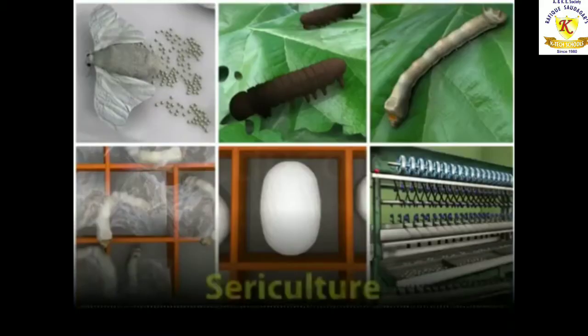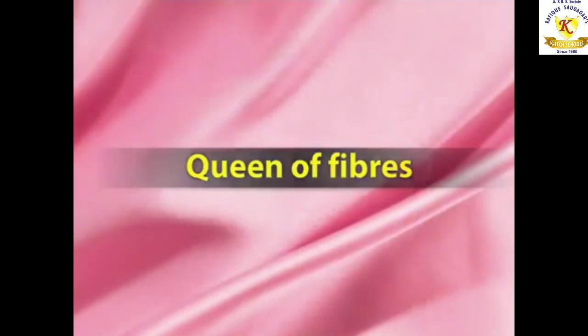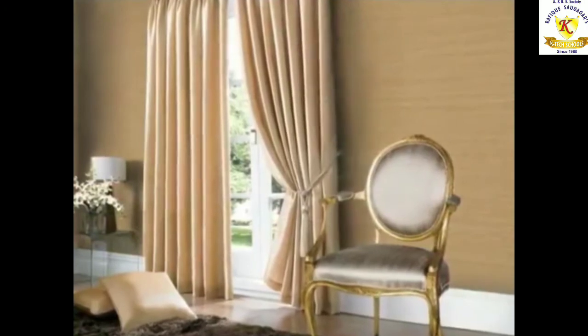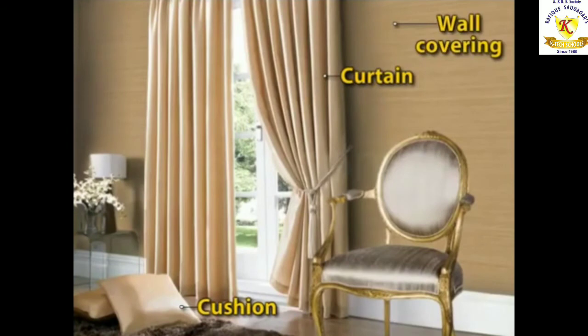Moving to the next one, Sericulture. Now we will learn about Sericulture. Silk is a fabric with an attractive luster called the Queen of Fibers. It is used not only to make beautiful clothing but also used for furnishings such as curtains, cushions, and wall covering.